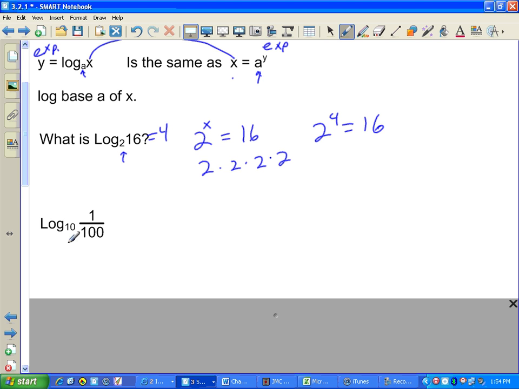Okay, so all we're doing is rewriting these from one version to the other whenever you want. So how about this? I'm saying 10 to what power equals 1 over 100? Well, I know it's going to be a negative power because I'm ending up with a fraction. If it was a positive power, I'm just going to get bigger and bigger numbers. Since I'm ending up with this fraction, I know it's going to be negative. And the way I get 100 from 10 is squaring it. So that means x has to be negative 2, because 10 to the negative 2 is the same as 1 over 10 squared, which is 1 over 100.